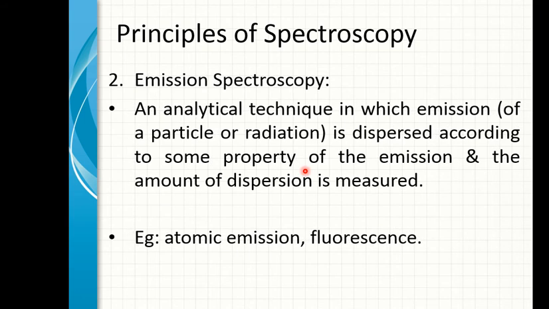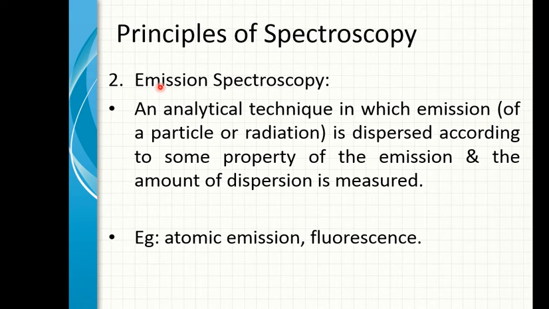There is also emission spectroscopy, an analytical technique in which the emission of particles or radiation is dispersed according to some properties of the emission, and the amount of dispersion is measured. Some materials interact with electromagnetic radiation, absorb part of it, and emit it again as radiation like a photon. This emission can be measured, and this analytical technique is concerned with measuring this emission.